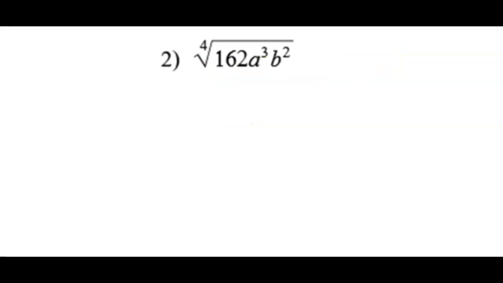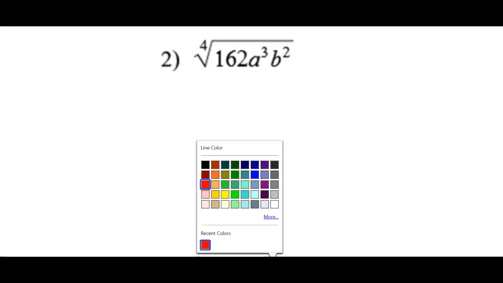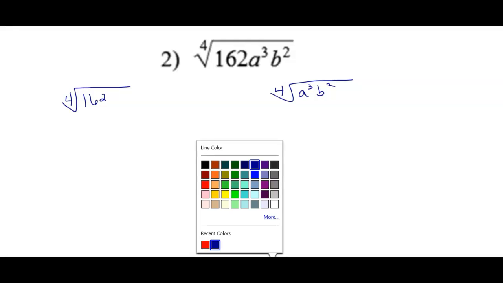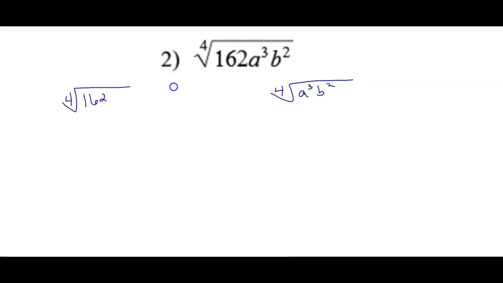All right, so for this one, we're taking the 4th root. So again, let's split it up into two different things. The 4th root of 162, we're going to think about that, and then we're going to think about the 4th root of a cubed b squared, and then kind of put our answers together. When I do the 4th root of 162, I'm going to make a little factor tree here.